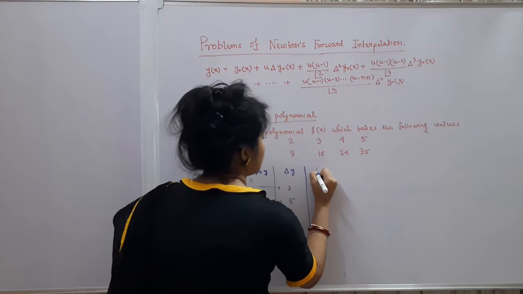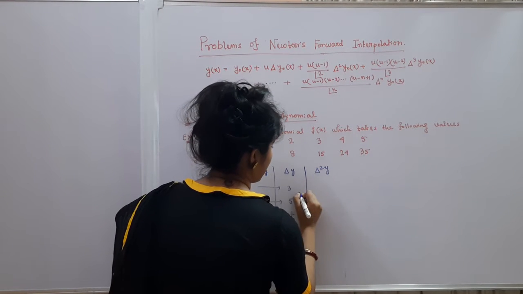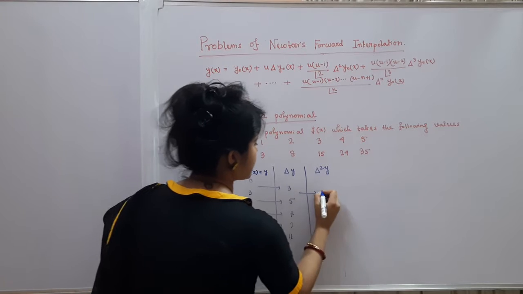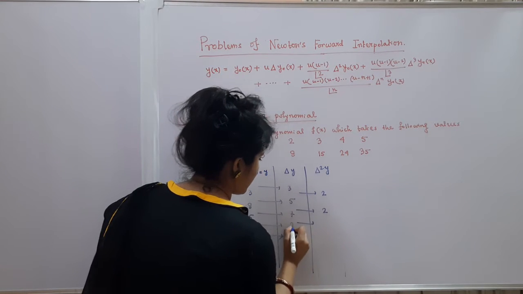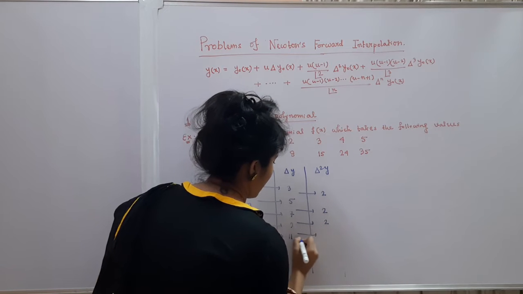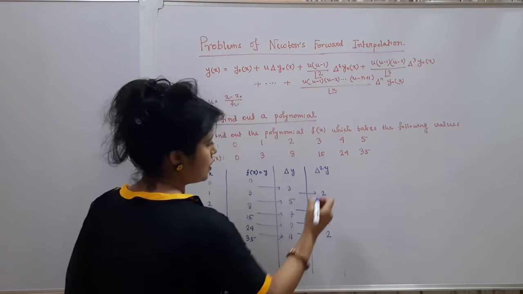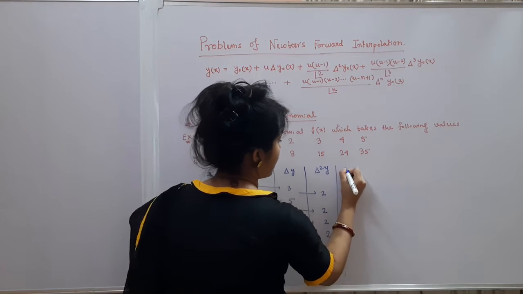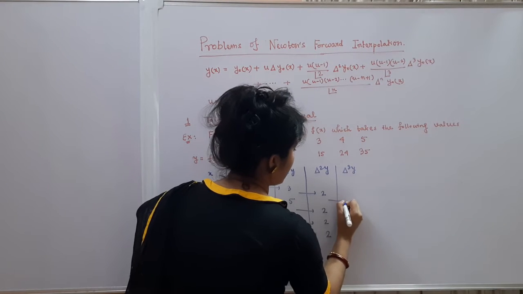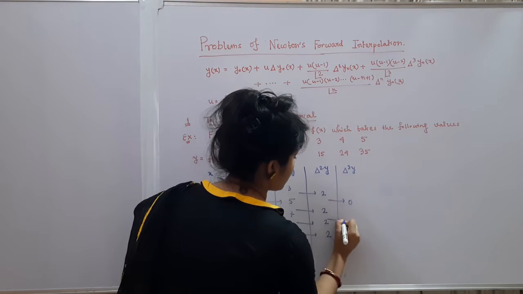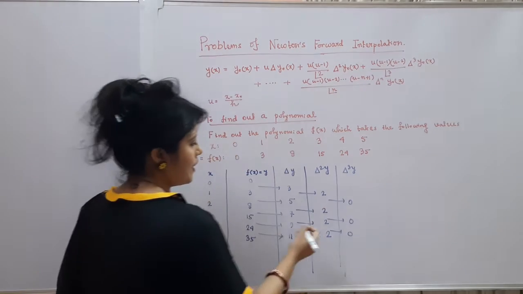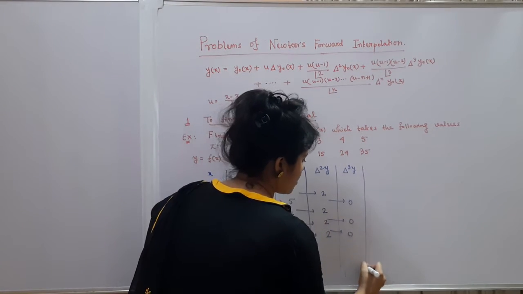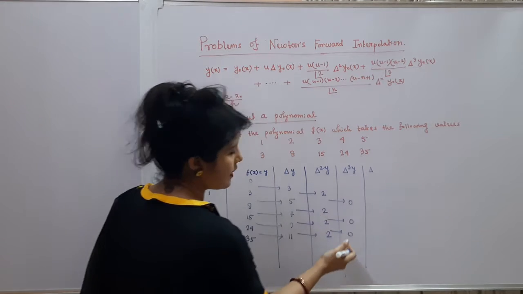Okay, so what is delta square y? Delta square y is 5 minus 3 is 2, 7 minus 5 is 2, 9 minus 7 is 2 and 11 minus 9 is again 2. And what is delta cube y? That is 2 minus 2 is 0, again 2 minus 2 is 0, and finally 2 minus 2 is 0. So you don't need to move forward because all the values are 0.